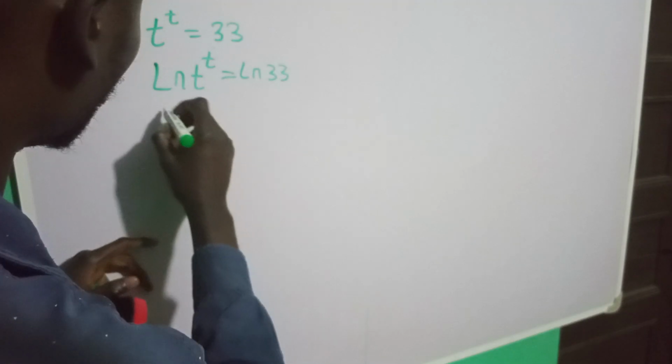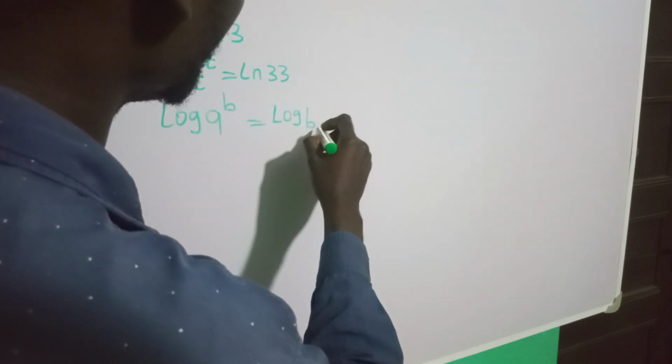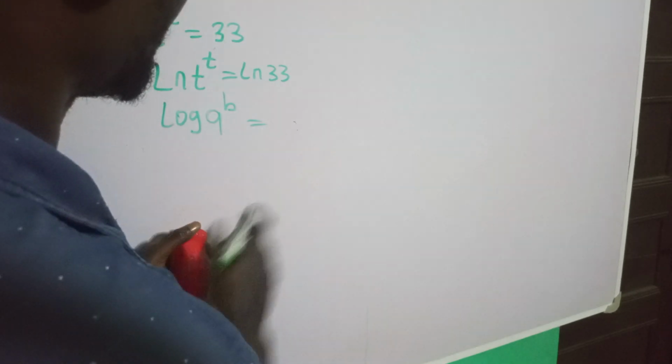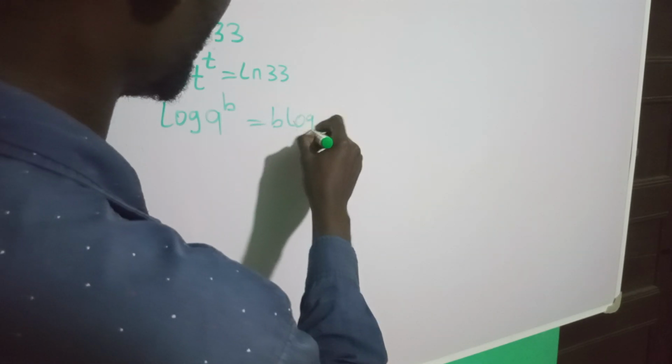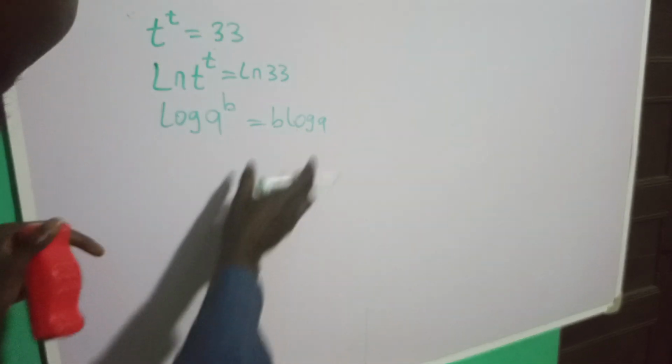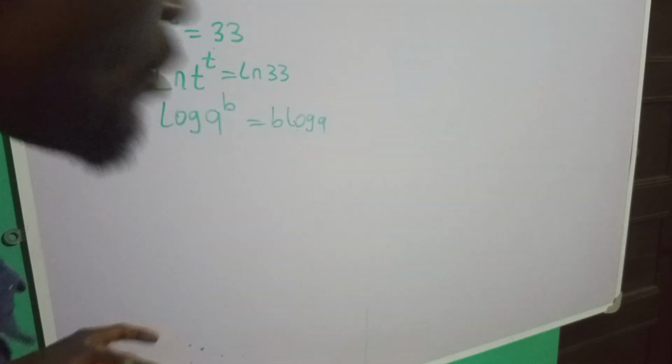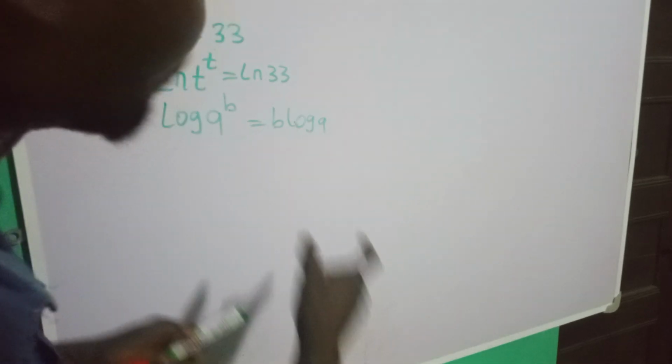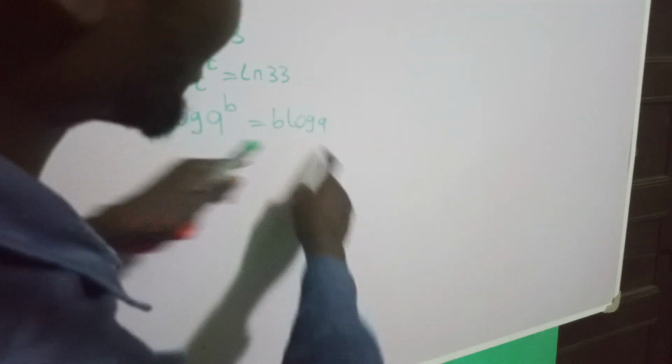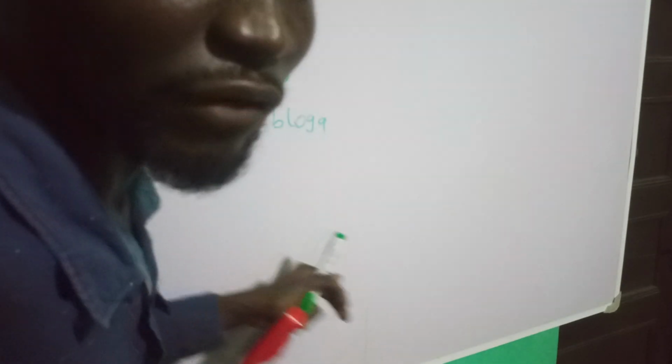Now, from one of the laws of logarithm, if you have log a raised to power b, this can be written as b log a. As you can see here, the power of the logarithm, which is b, was used to multiply the logarithm, and it becomes the coefficient of the logarithm. This b here was brought down to this place, and it became the coefficient of the logarithm.